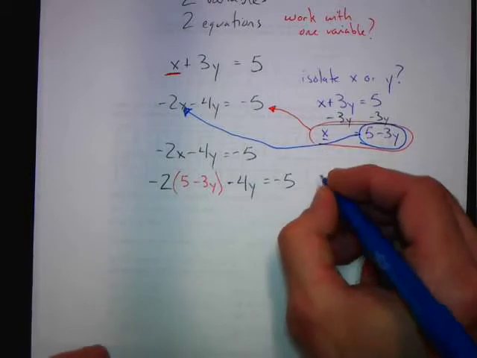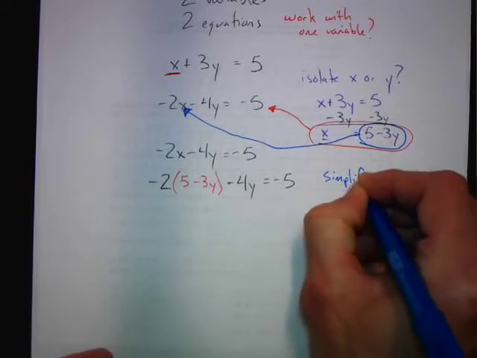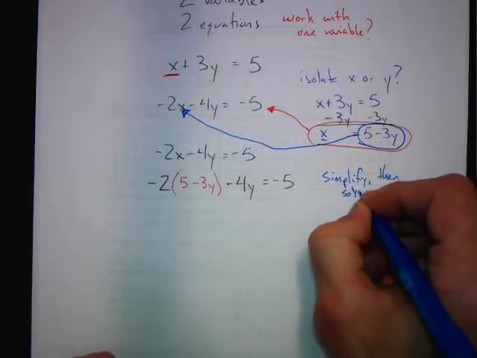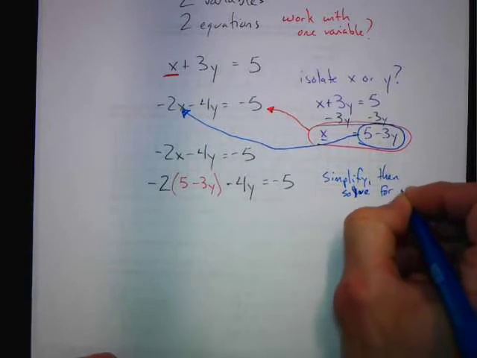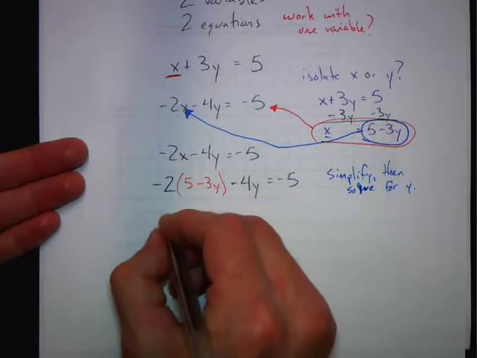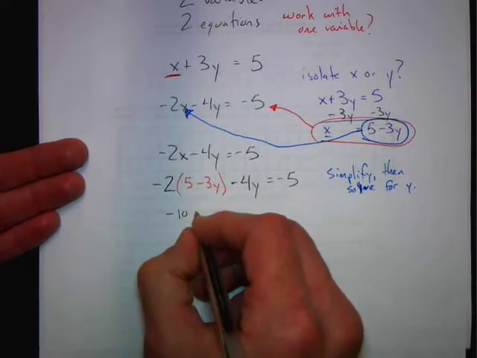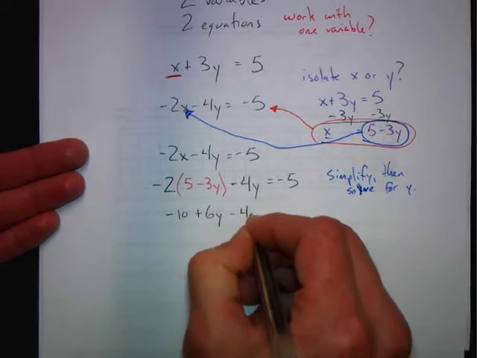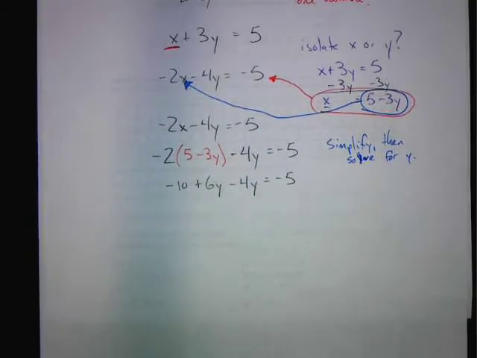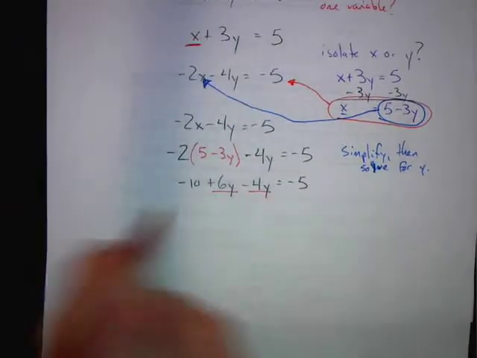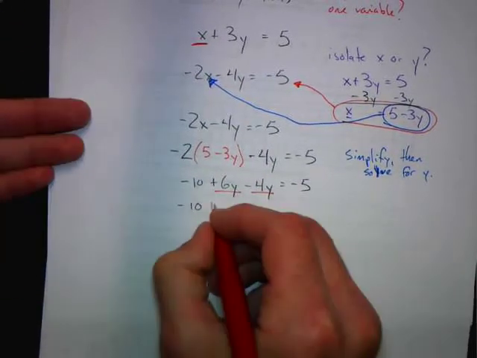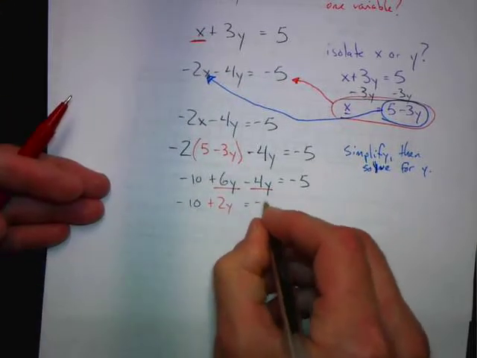Okay, so now we've made our substitution. Now we have to evaluate. We have to simplify, then solve for y. So we have distributive property going on. Negative 2 times 5 is negative 10. Negative 2 times minus 3y, positive 6y. And then our minus 4y. And then our minus 5. We can continue simplifying because we have like terms to combine. So we have our minus 10, and then plus 6y minus 4y is plus 2y, and then equals minus 5.